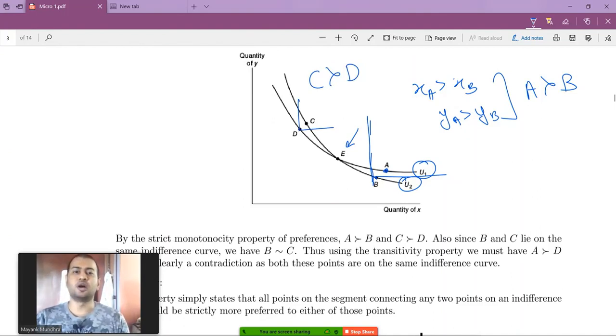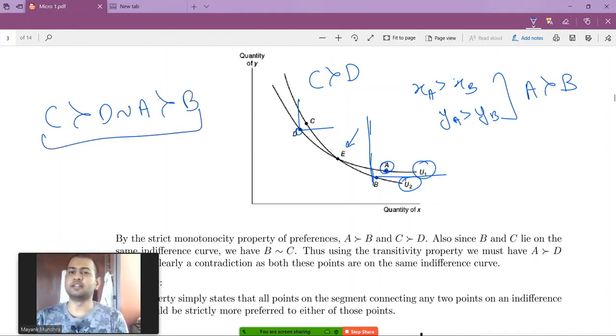Now D and A are on the same indifference curve, so I should have D indifferent to A. So I have found that C is strictly preferred to D, D is indifferent to A, and A is strictly preferred to B. By transitivity, this should imply that C is strictly preferred to B. But as I can see, C and B lie on the same indifference curve. So I should have C indifferent to B.